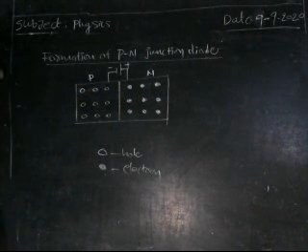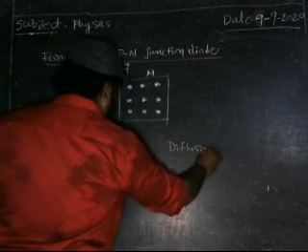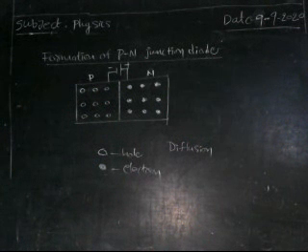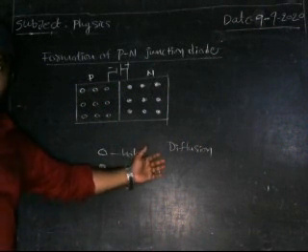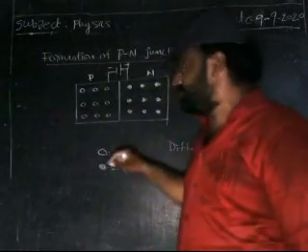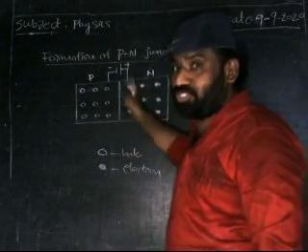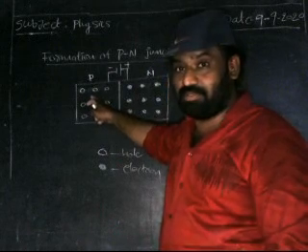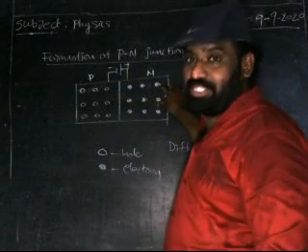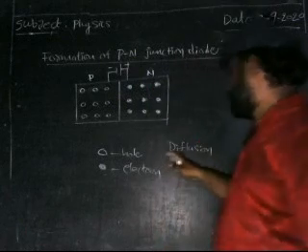This process is said to be diffusion. Once again, listen carefully. What is diffusion? During the junction formation, the free electrons in the N region migrate towards the P region, and the holes in the P region migrate towards the N region. This process is known as diffusion.